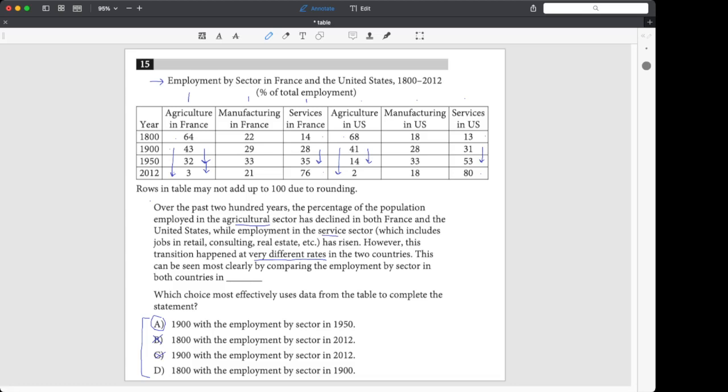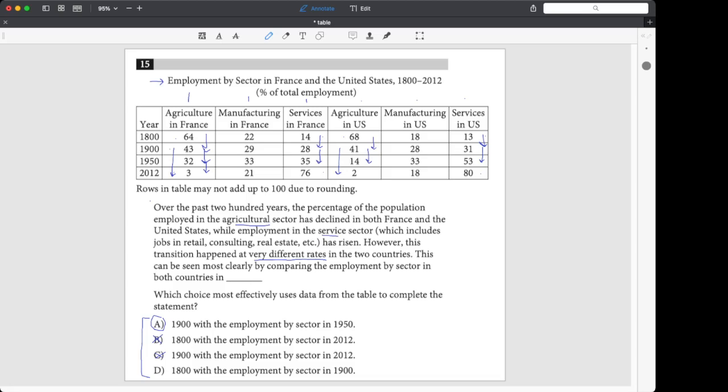And then with choice D, what about 1800 versus 1900? So in France, there's a pretty big decline in agriculture, 64 to 43, but in the US, look how similar it is, 68 to 41. And then services in France kind of doubled, but in the US, they doubled and a little more, pretty similar. So notice that A was really the only good answer, even in the ballpark here.